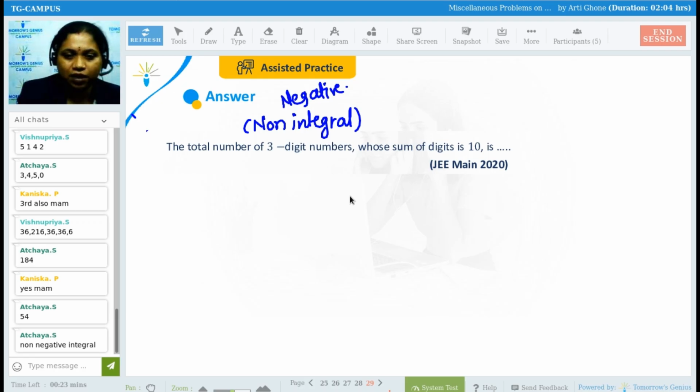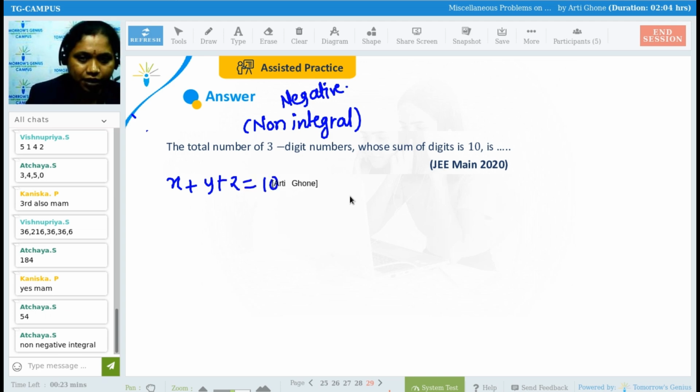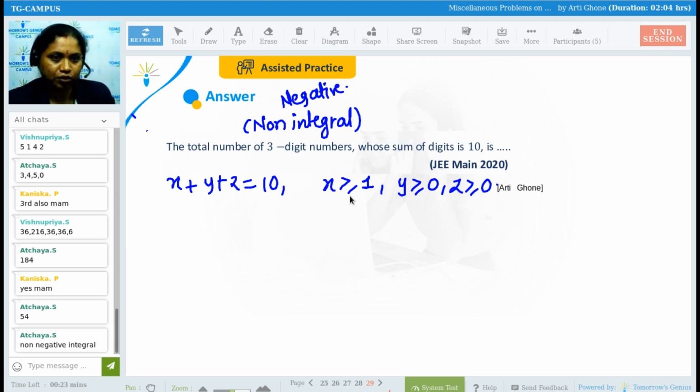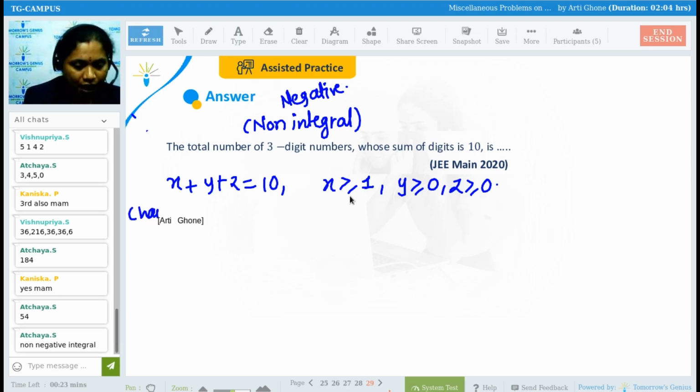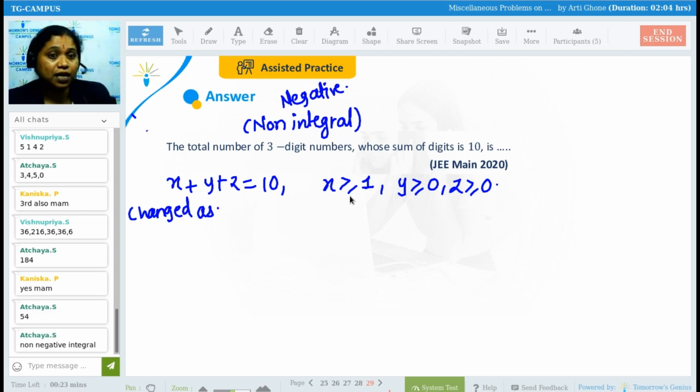Okay. So it is nothing but the case x1 plus x2, or I just take it as x plus y plus z is equal to 10, and the one more case is x is greater than or equal to 1, y is greater than or equal to 0, and z is greater than or equal to 0. Clear? Okay. So now I'll change this question to a similar pattern that follows Beggar's method. See, Beggar's method is applicable for identical objects. Here x is greater than or equal to 1, but y and z are greater than or equal to 0. So those are not identical. Clear? So let's sort out that one first.